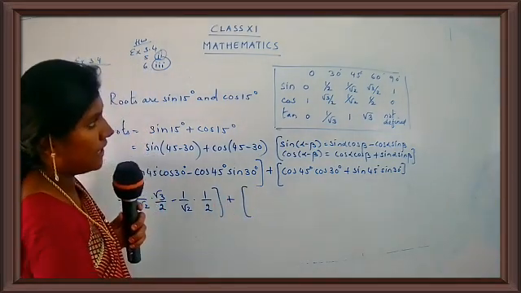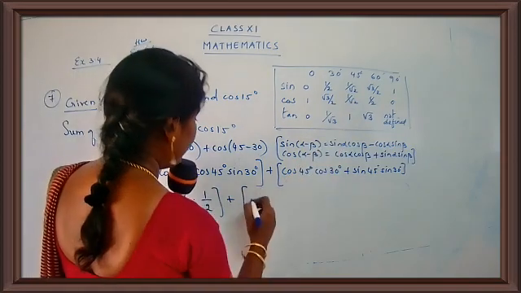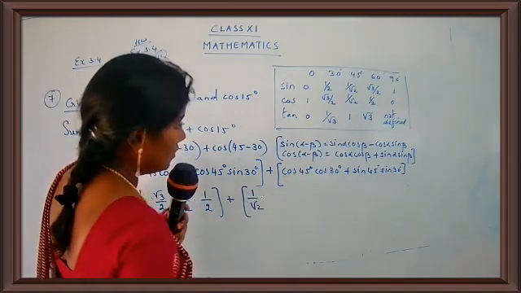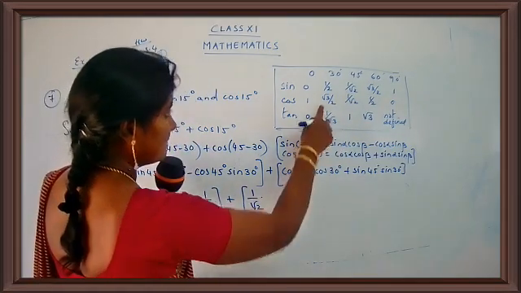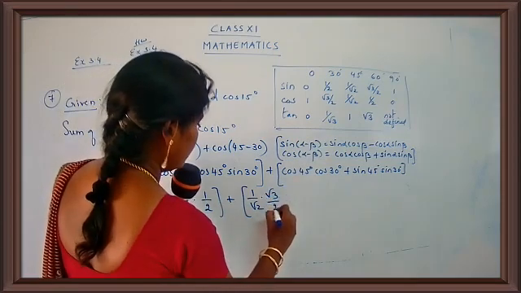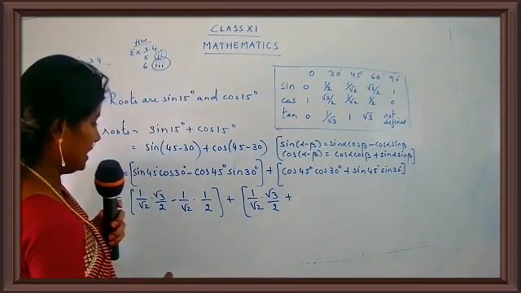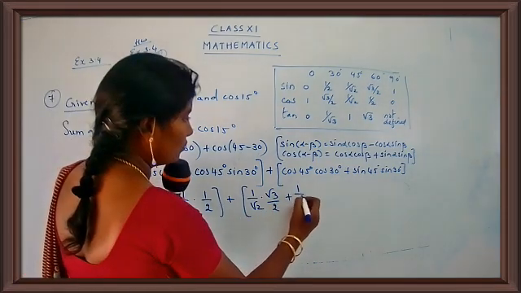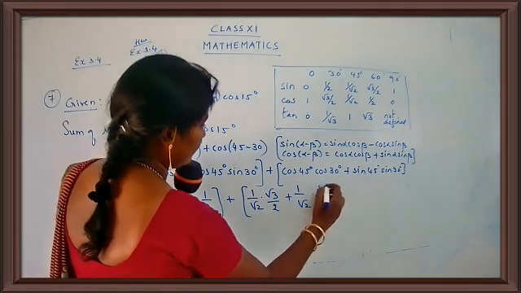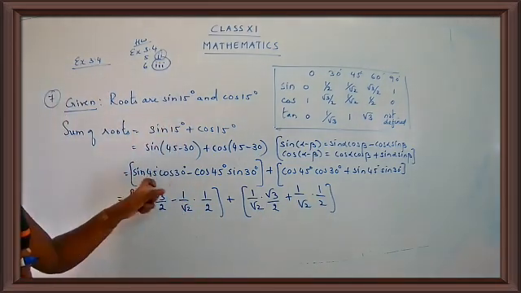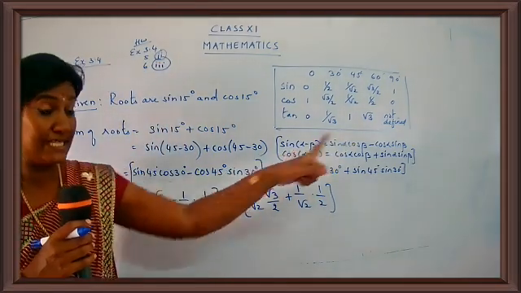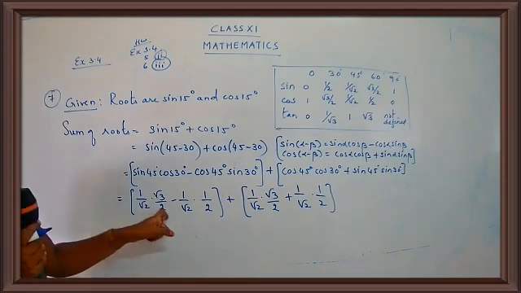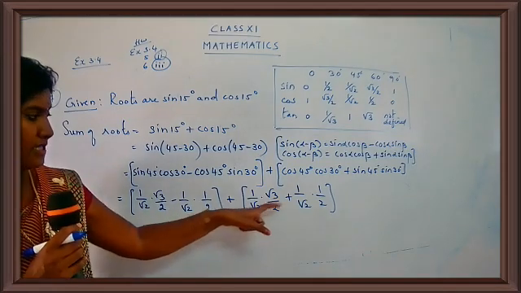Plus cos 45, 1 by root 2, cos 30 root 3 by 2, plus sin 45, sin 45 is 1 by root 2, sin 30 is 1 by 2. So I have just substituted the values. We have totally 1, 2, 3, 4, 5, 6, 7, 8 angles. I have just put all the 8 angles.